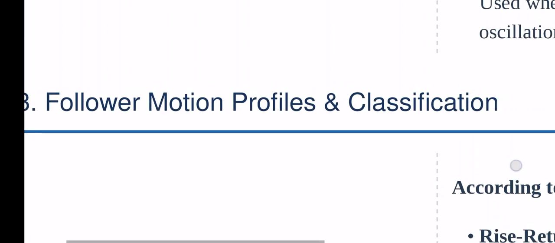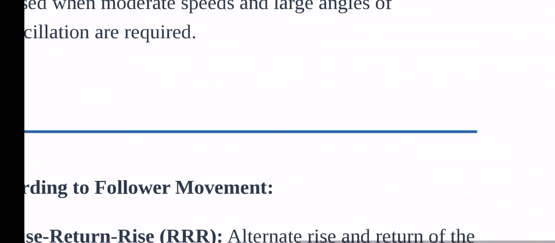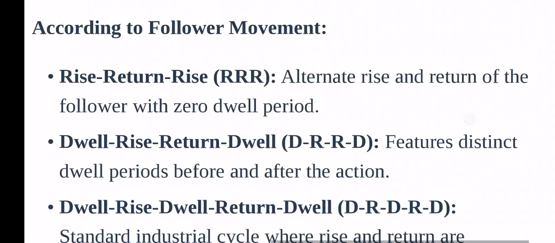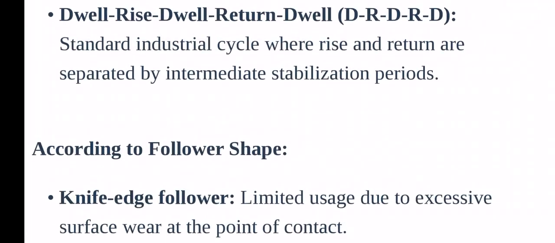Follower motion profiles and classification. According to follower movements: rise, return, rise, alternate rise and return of the follower with zero dwell period. Dwell, rise, return, dwell: features distinct dwell periods before and after the actions. Dwell, rise, dwell, return, dwell: the standard industrial cycle where rise and return are separated by an intermediate stabilization period.